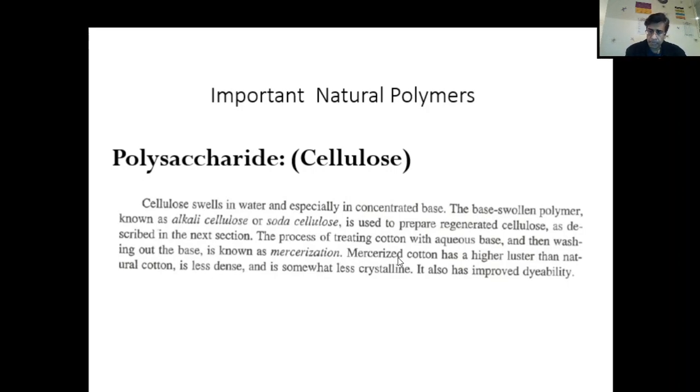And what is the advantage of this mercerization? After this process the cotton has a high luster, meaning shine. Sometimes you see cotton clothes look very shiny, and that's the reason. Compared to natural cotton it's also less dense, a little less heavy, and it is less crystalline, so it is softer to the touch, and it has improved dyeability, so you can apply different colors very easily. So mercerization is a very important terminology to remember: what is mercerization and what you achieve from it.